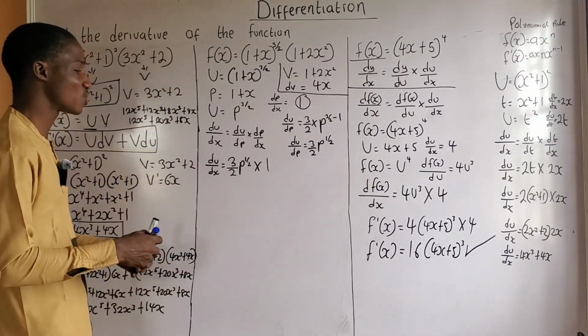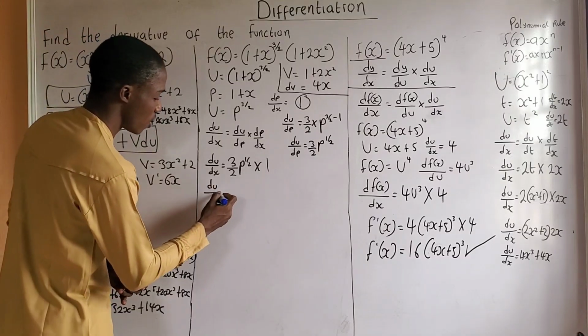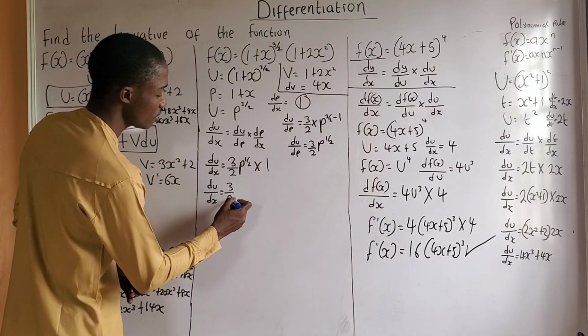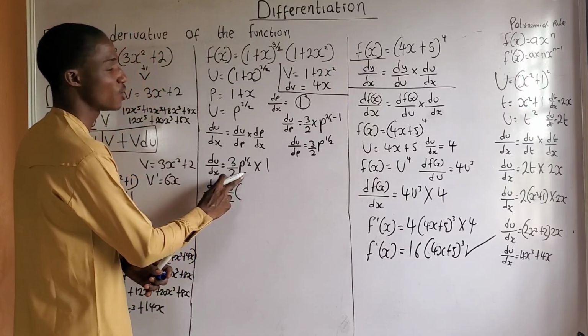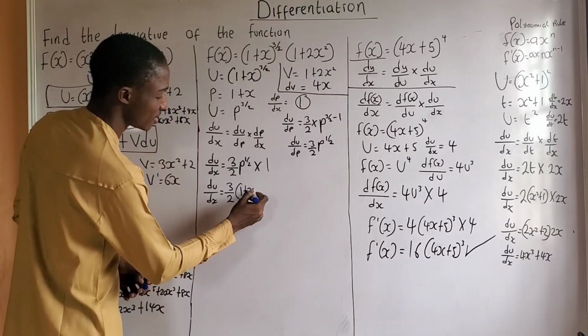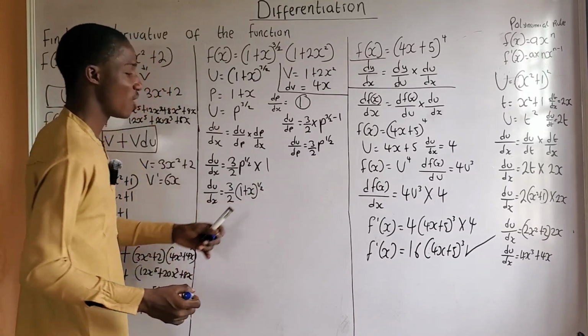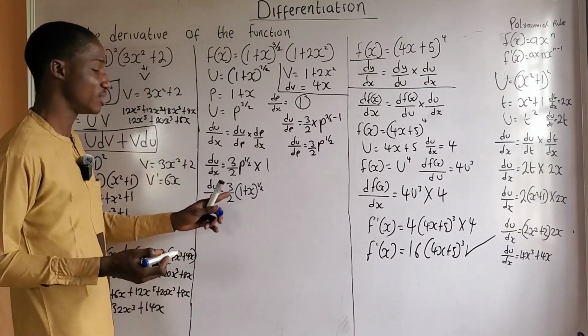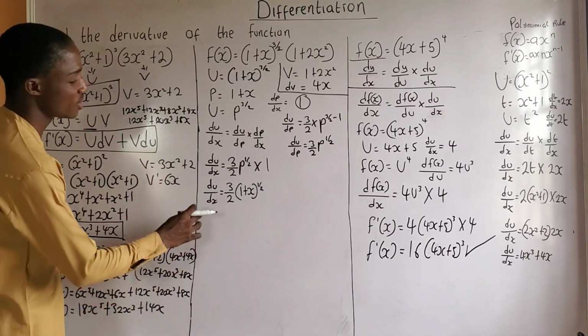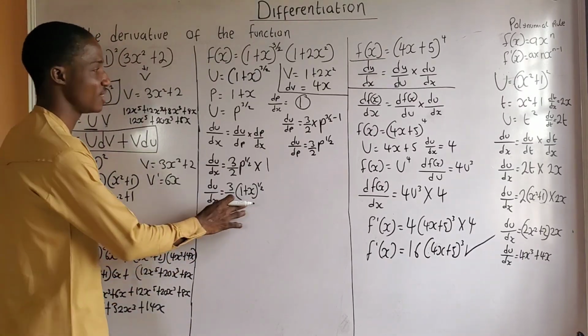Okay, now having gotten to this point, du over dx will be equal to 3 over 2 multiplied by p. Now, don't forget that p is what? 1 plus x, right? So I'm going to have 1 plus x raised to the power of 1 over 2. Now, if you multiply this by 1, you're still going to have the same thing, right? So ignore that. Now, the derivative of u with respect to x is this.